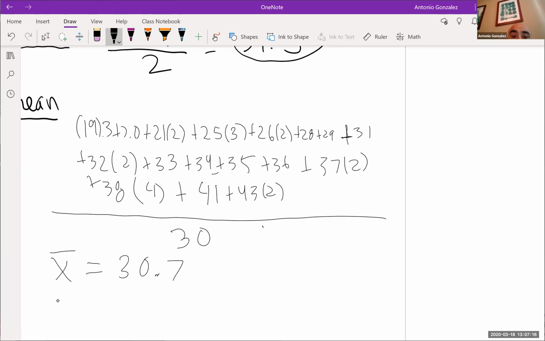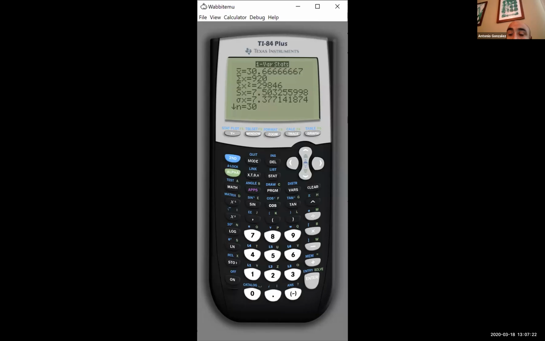So I'm going to switch over here to my calculator, and I'm going to input all of my data. The way we do this is you go to this feature here. Where is it? Stat. And you click that button.